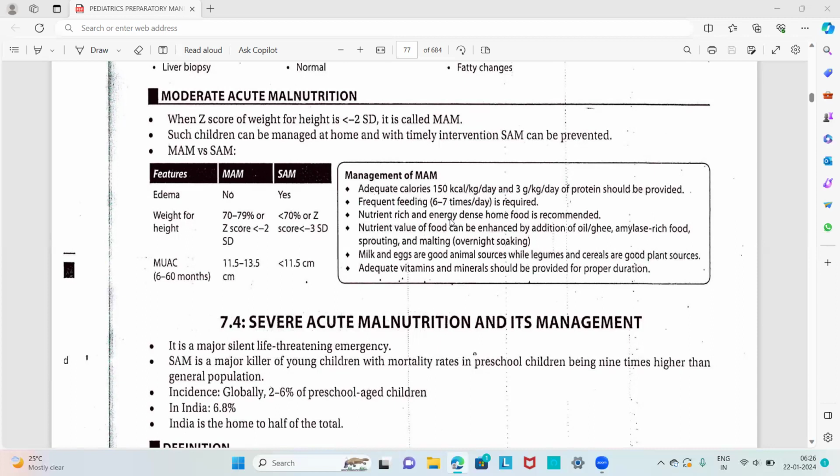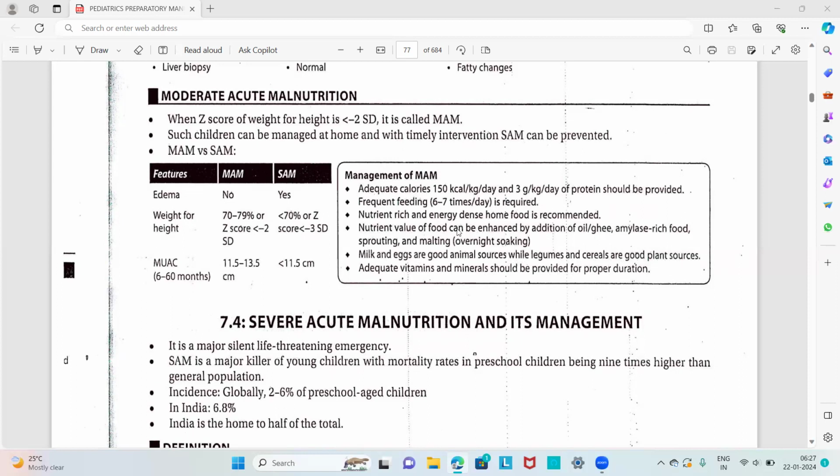Nutrient rich and energy dense home food is recommended. The nutrient value of the food can be enhanced by the addition of oil or ghee, amylase rich foods, sprouting and malting, that is overnight soaking of the pulses. Then we have to supply milk and eggs, which are good animal sources, while legumes and cereals are good plant sources. And adequate vitamins and minerals should be provided for the proper duration. So these are the management of moderate acute malnutrition.